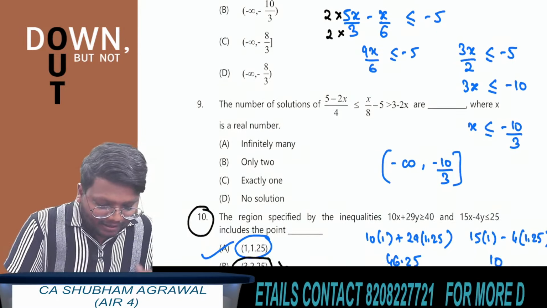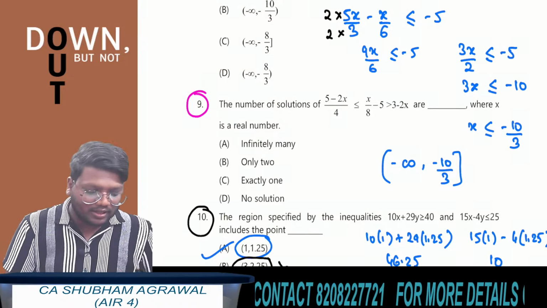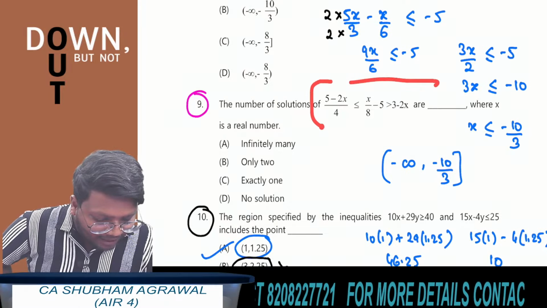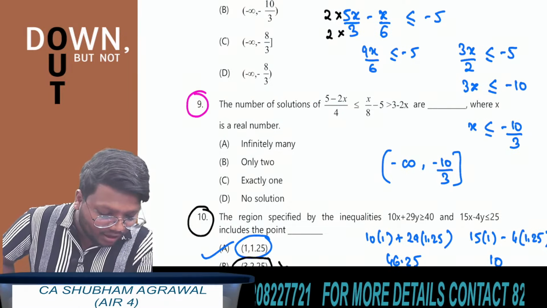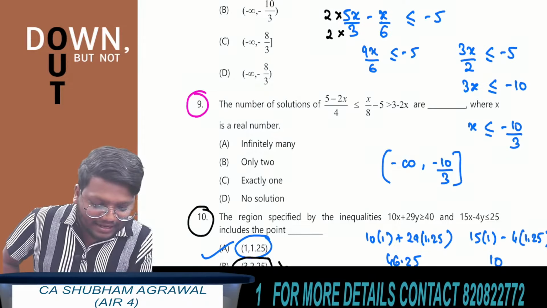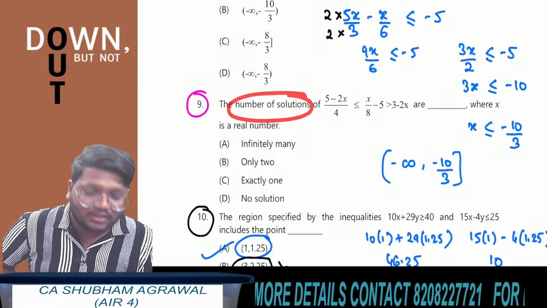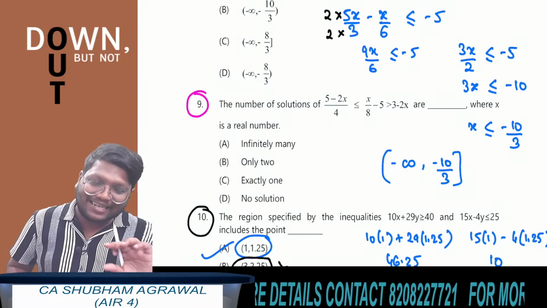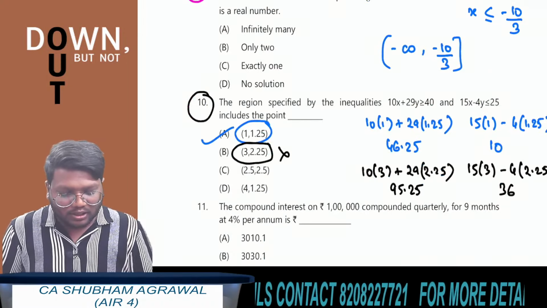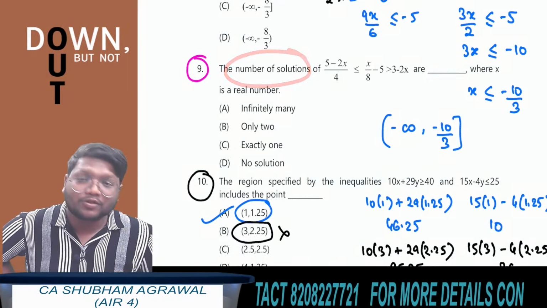Great. Now see, we are solving this question number 9. The number of solutions of (5 minus 2x) upon 4 less than or equals to x upon 8 minus 5 greater than 3 minus 2x are, where x is a real number. Okay, we have to find the number of solutions. This question number 9 is a little bit different as compared to question number 8 and question number 10. Here they have asked the number of solutions.